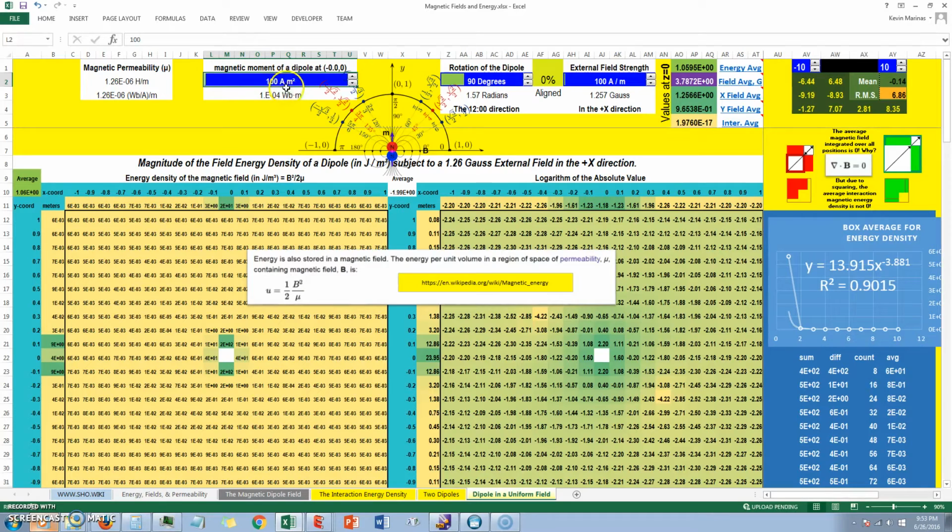Okay? 100 amps in a closed loop, and it has an inside area of 1 square meter. Or conversely, 1 amp going through a loop of an area of 100 square meters. Or say 10 amps going through a loop of an area of 10 square meters.